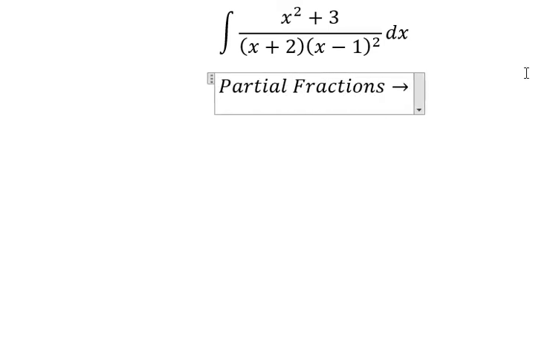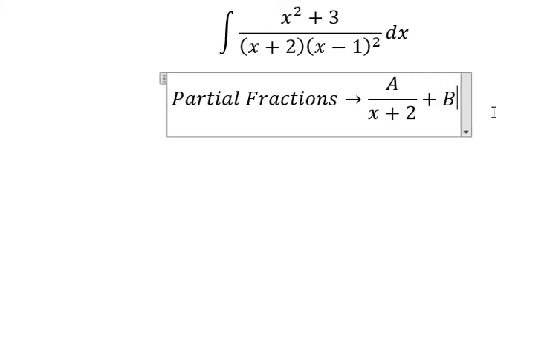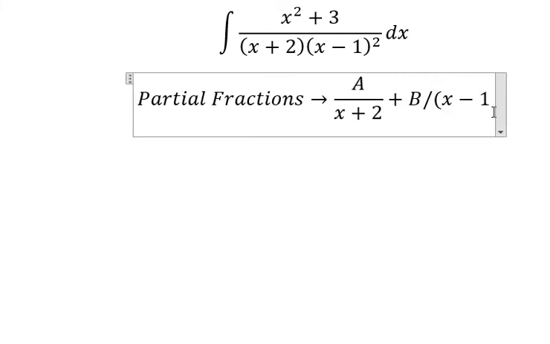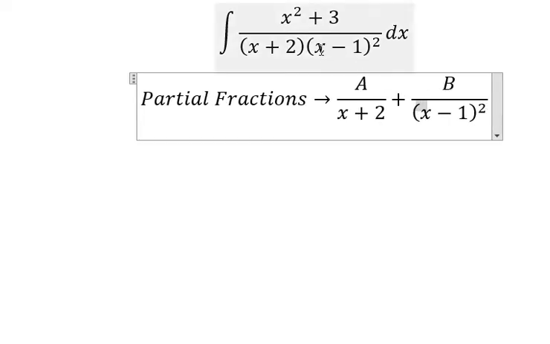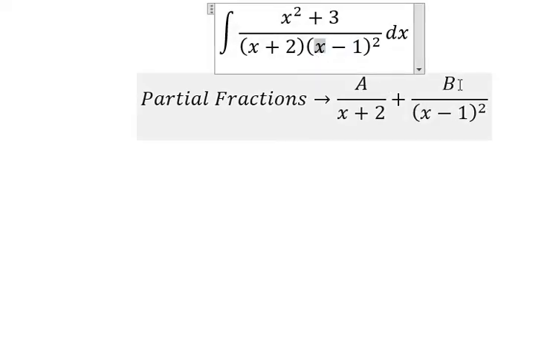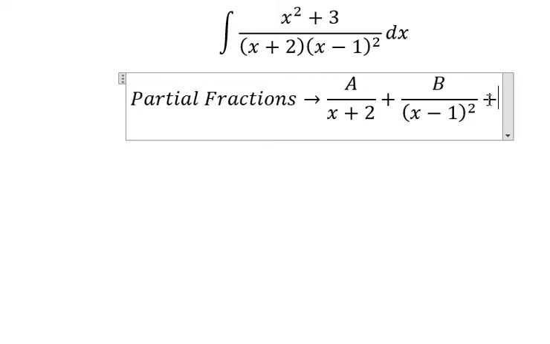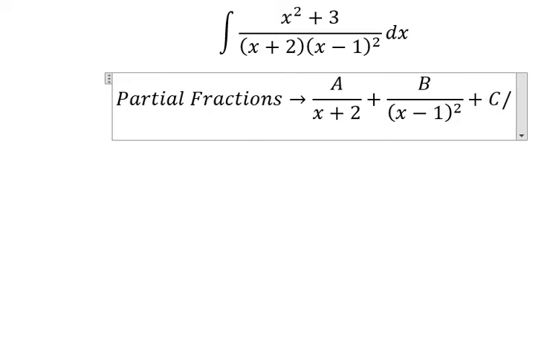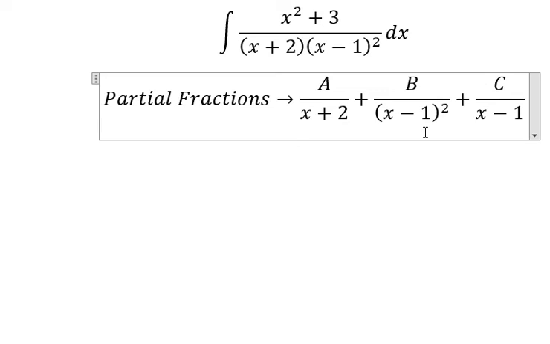So I will put capital A over s plus 2 and capital B over s minus 1 to the power of 2, because this is about the single power. So the numerator should be B, and then because we have the power 2, we need another fraction in here with C over s minus 1. We reduce 1 unit of power when we go in here.